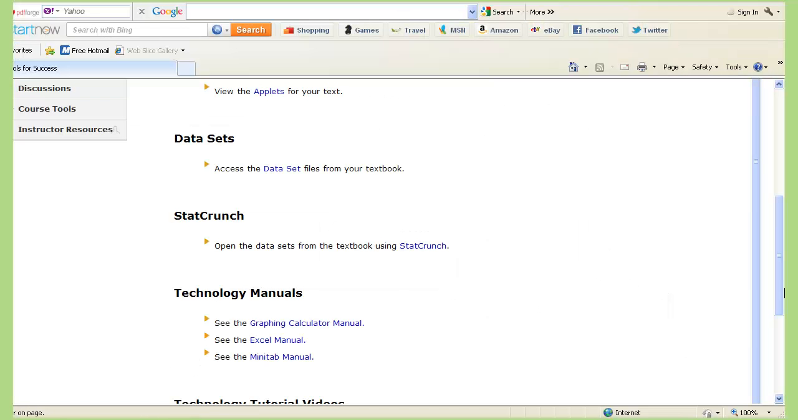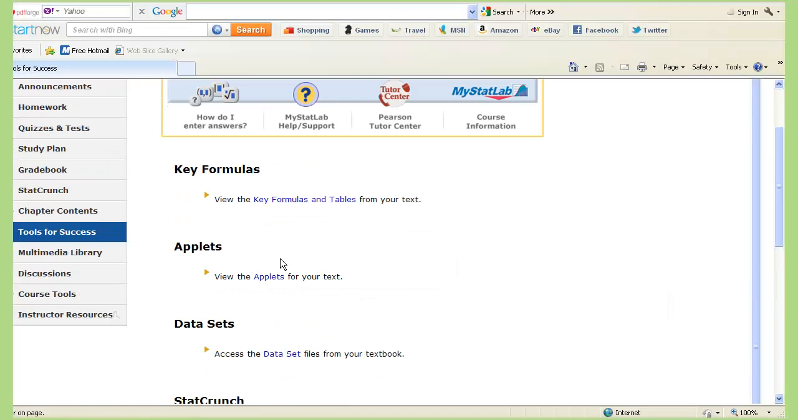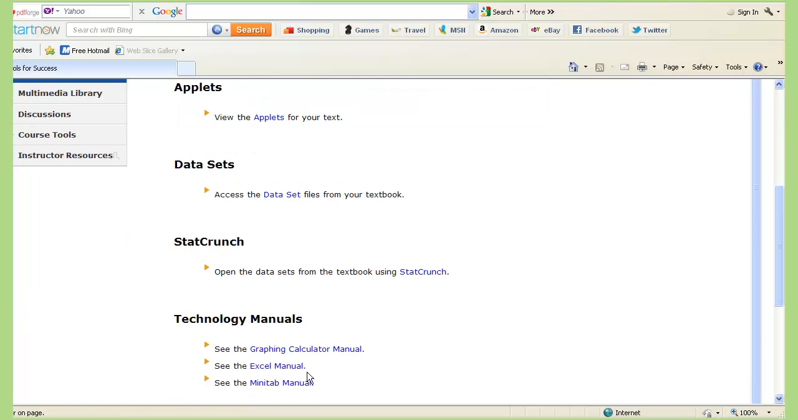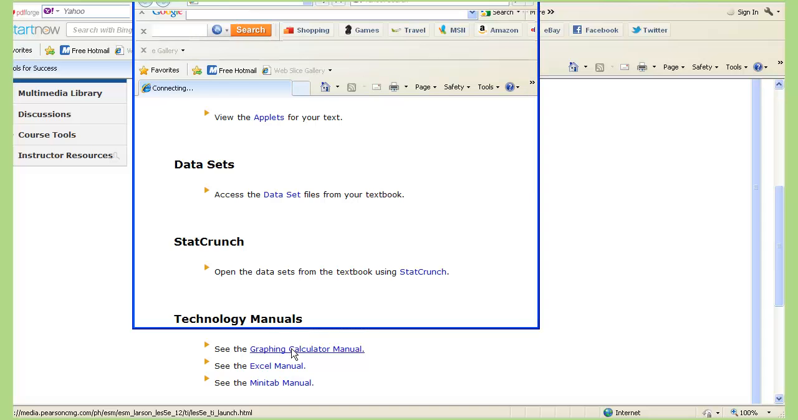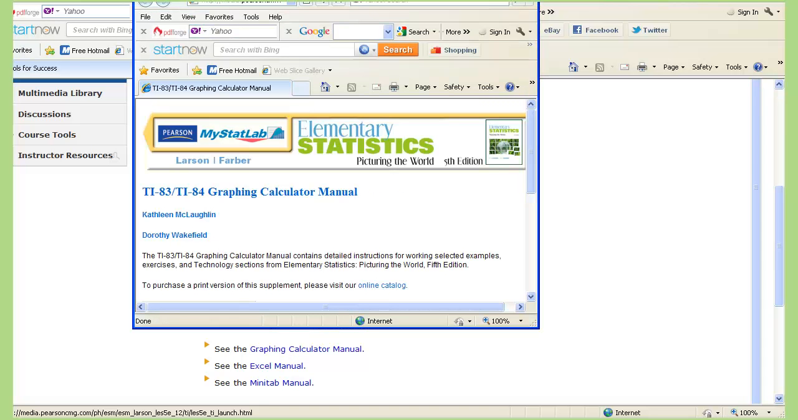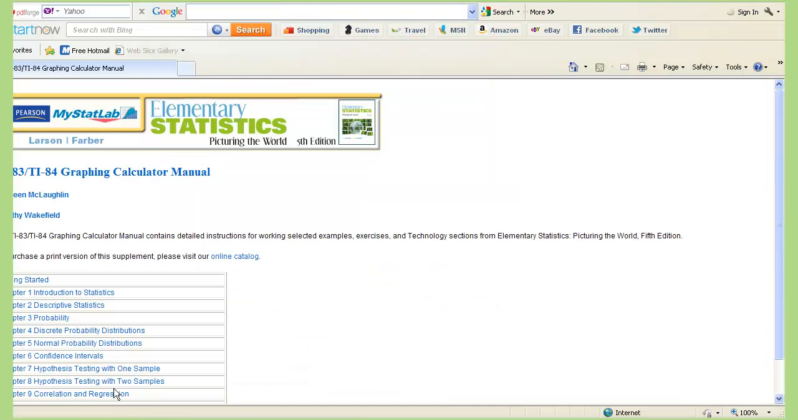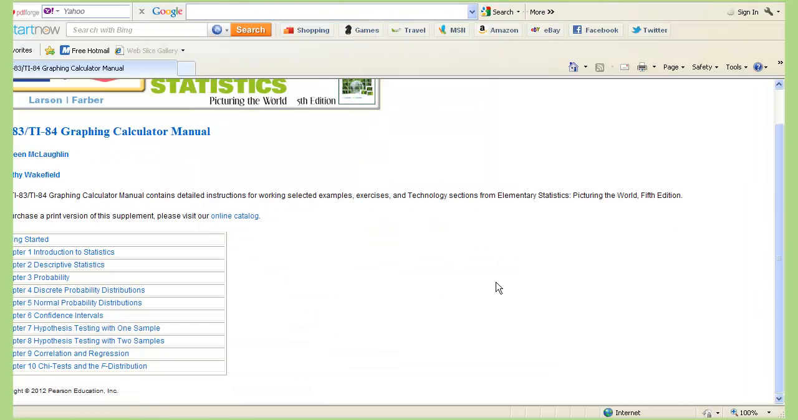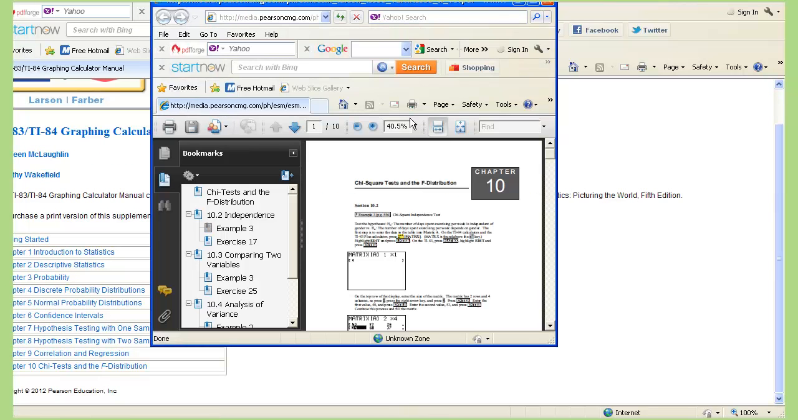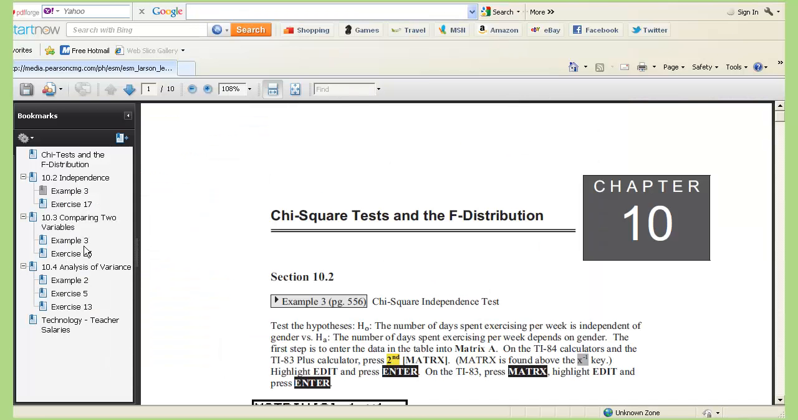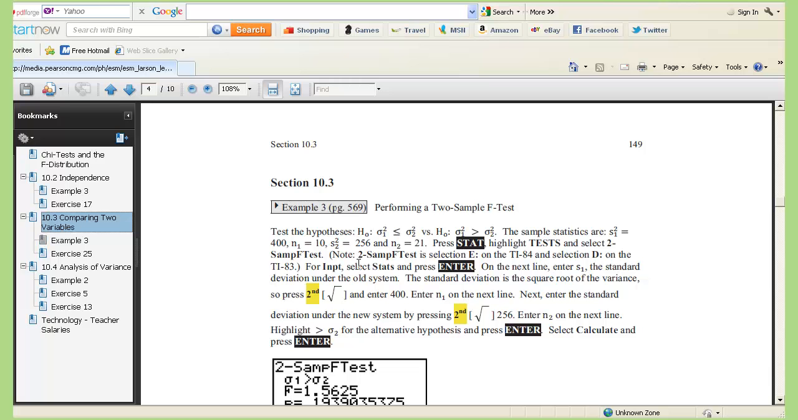So we're going to go to MyStatLab, Tools for Success. And when you get in there, you're going to go down to the Technology Manual, and you're going to the Graphing Calculator Manual. Now, if you remember, I told you this was out of section 10.3. So I'm going to chapter 10 first of all, and then I'm going to open section 3. And here's section 3. There's some examples for section 3. So I'm going to go to section 3.